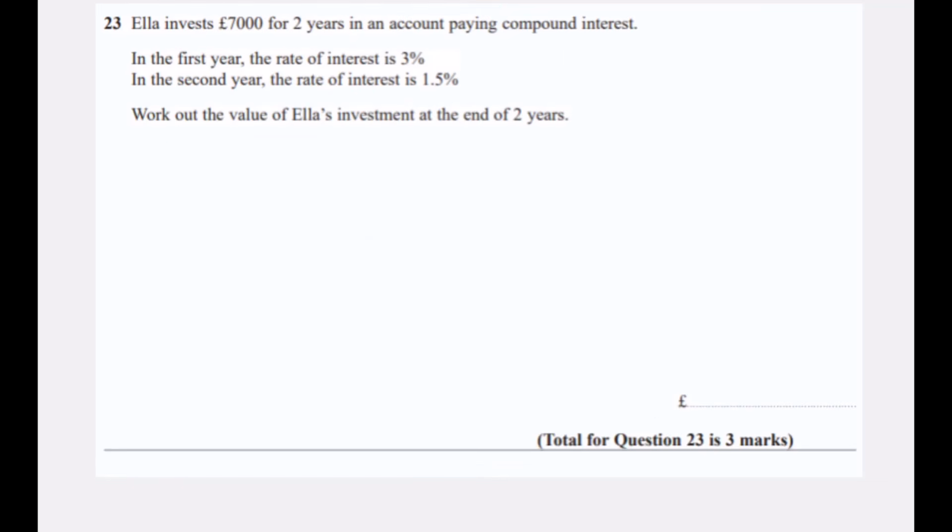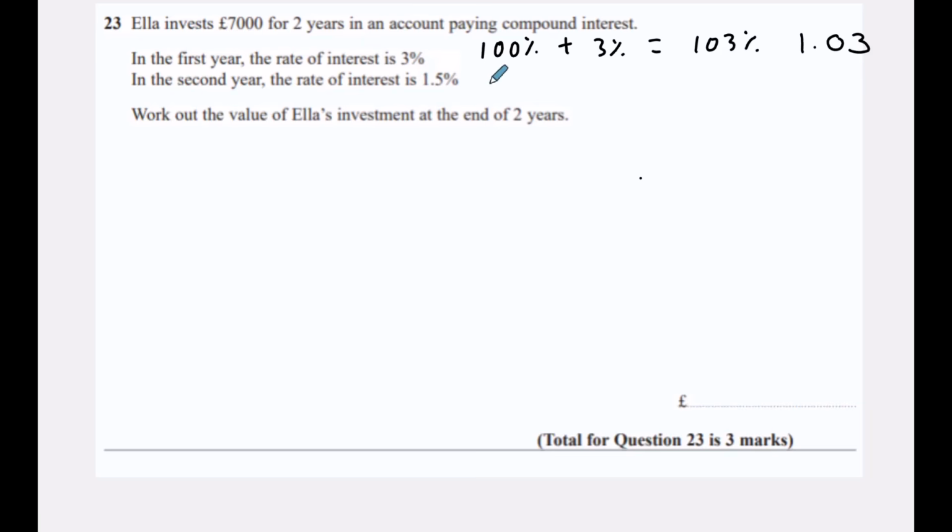Question 23. Ella invests £7,000 for 2 years in an account paying compound interest. In the first year, it's 3%. In the second year, 1.5%. Work out the value of Ella's investment at the end of 2 years. So if I want to add on 3%, I start with 100%. Add on 3%. That's going to be 103%. And as a decimal, that's 1.03. So the calculation to add on 3% is multiply by 1.03. That does it in one calculation.